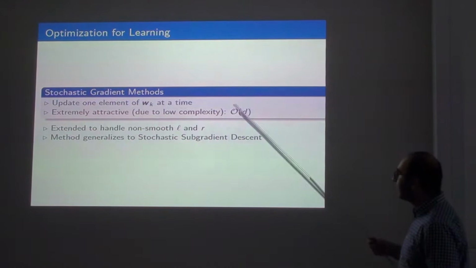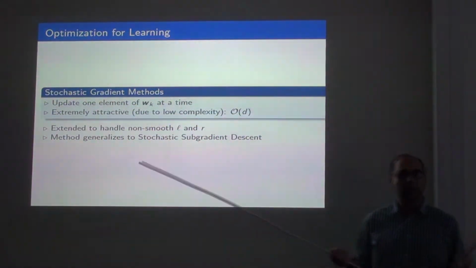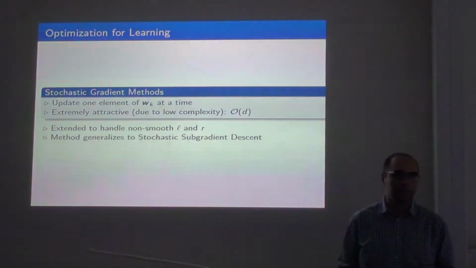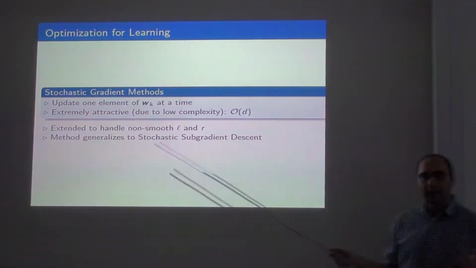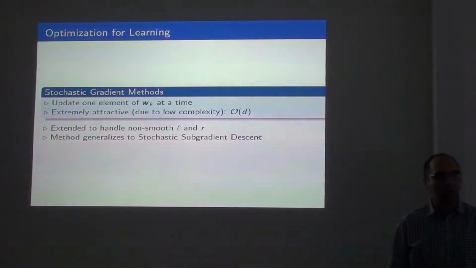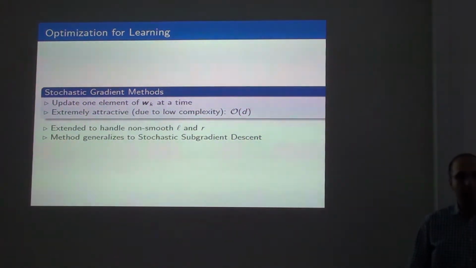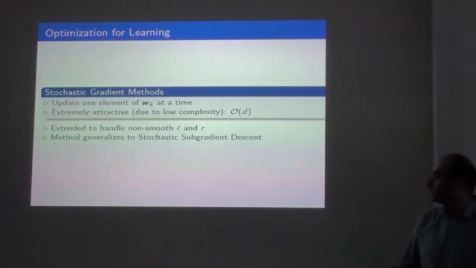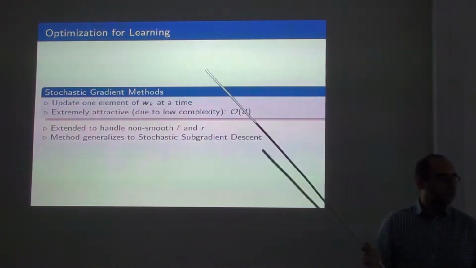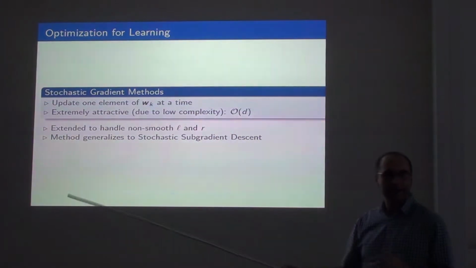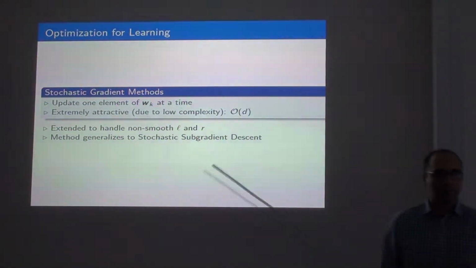The great thing is that the complexity is linear with the size of the vector, the dimension D. That's why these methods are so attractive and so popular. They are increasingly finding applications in most of these optimization problems. They have also been extended to cases where the function itself is non-smooth, so there is such a thing as subgradient methods.